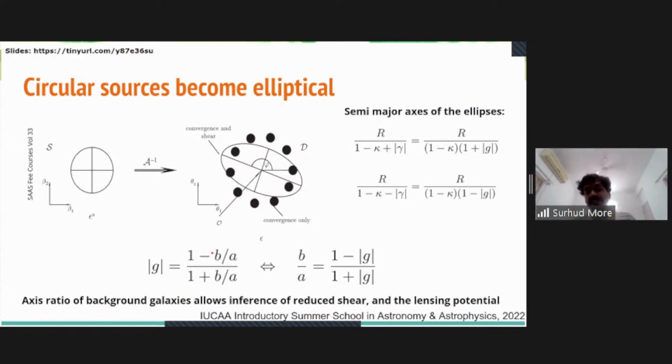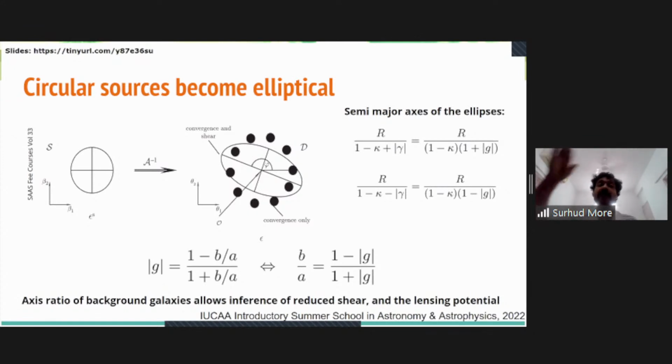So, or sorry, the axis ratio b by a is modified in these particular ways. So if you know mod gamma, or if you know the axis ratio, then you can figure out what mod gamma is, right? If you had a circular source, it becomes elliptical because of lensing. You measure the semi-major, semi-minor axis, define b over a, and compute a quantity which looks like this. It will tell you how much shear it should have undergone in order to become elliptical.